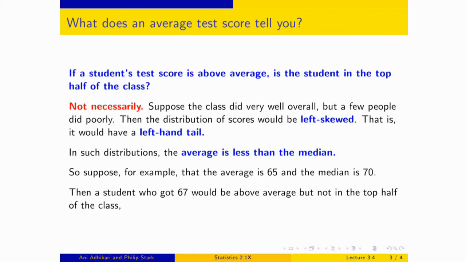Because to be in the top half of the class, you have to be above median. And so you have to score in the 70s or higher. Now, I'm not being particular here about ties, that is, lots of values being the same, and very particular definitions of medians. It should be clear from the discussion that it is indeed possible to be above average, but not in the top half of the group.